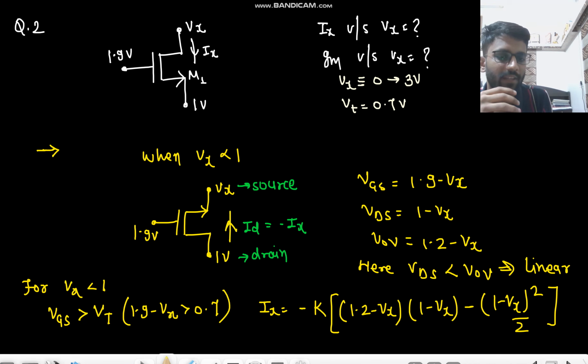You understand that? If you increase Vx, Vds will decrease, Vgs will decrease. That means your magnitude of current is getting decreased, but the current is negative. So let us assume initially you had a current of -4. Now the magnitude is getting decreased, so it will go to -3. So if this is -4, this will be -3, and it will go like this. In the linear region it will be.